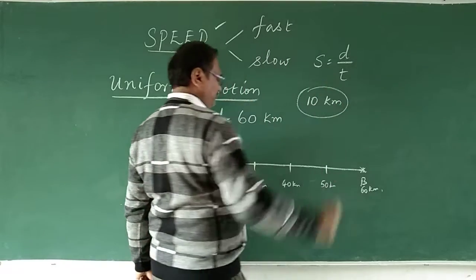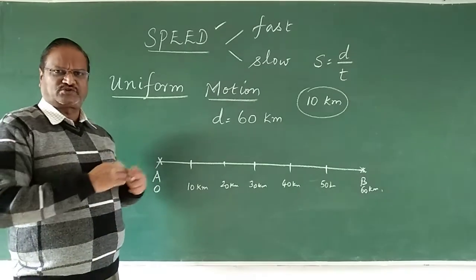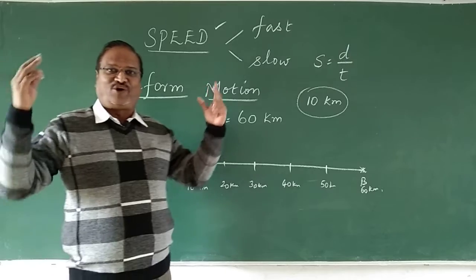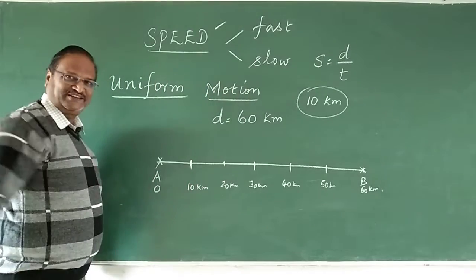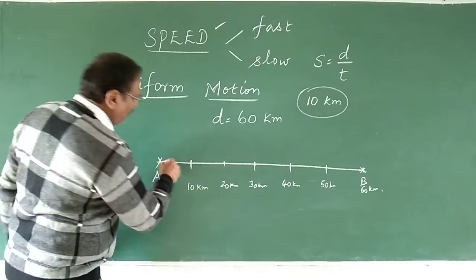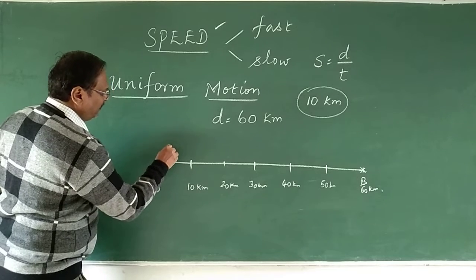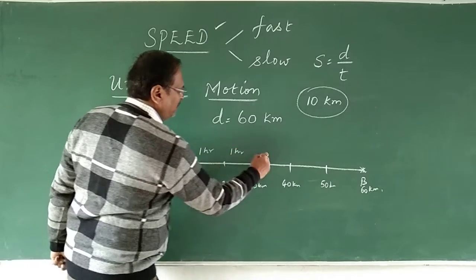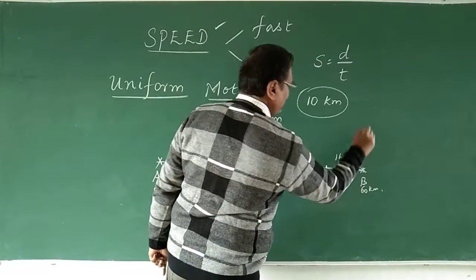Now a car is going. It's a smooth surface, no traffic. Imagine like a highway, the Noida Yamuna Expressway. On that highway you are going, nothing is disturbing you. So you cover each 10 kilometer, for example, in 1 hour, and again 1 hour, 1 hour, 1 hour, 1 hour, and 1 hour.